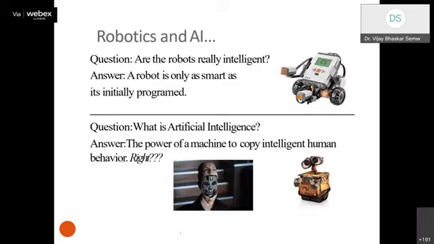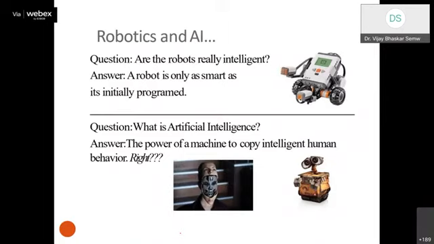Answer: a robot is as smart as it is initially programmed. There is a controller, and a controller is nothing but a program which is executed on your computer system, running software programs. So that kind of functionality can be performed by robots. Can we do any task which is not programmed? The answer is that a robot is only that much smart.